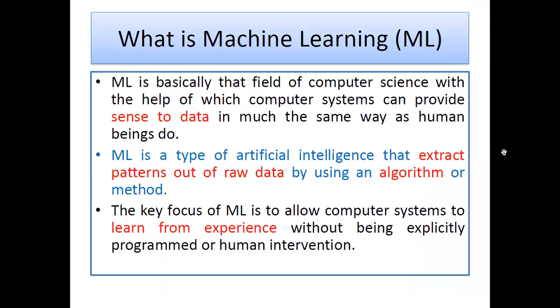What is machine learning? Machine learning is basically that field of computer science with the help of which computer systems can provide sense to data in much the same way as human beings do. So if you have a collection of data, and if you can find some sense out of it, and you can do a specific task with the help of computer or programs or software or hardware, we can tell that the machine is able to learn. From where will it learn? It will learn from the data. That's what we are talking about, sense to data.